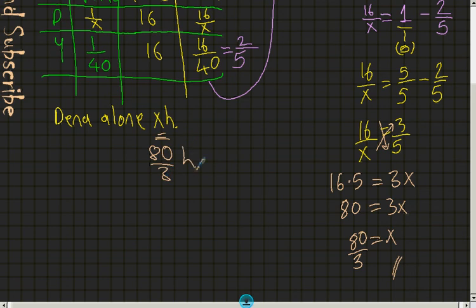It can be in rational form. We can convert it to minutes if we want. 1 hour is how many minutes? 1 hour is, think? What? 1 hour is how many minutes? 60 minutes.